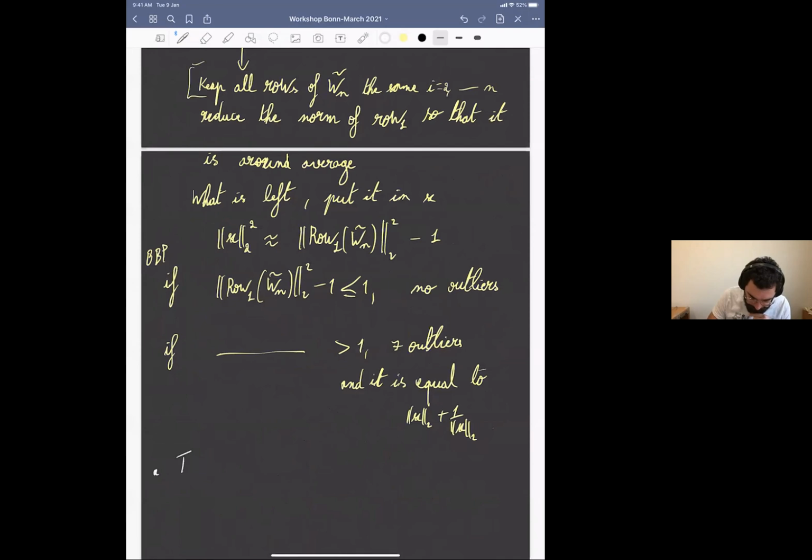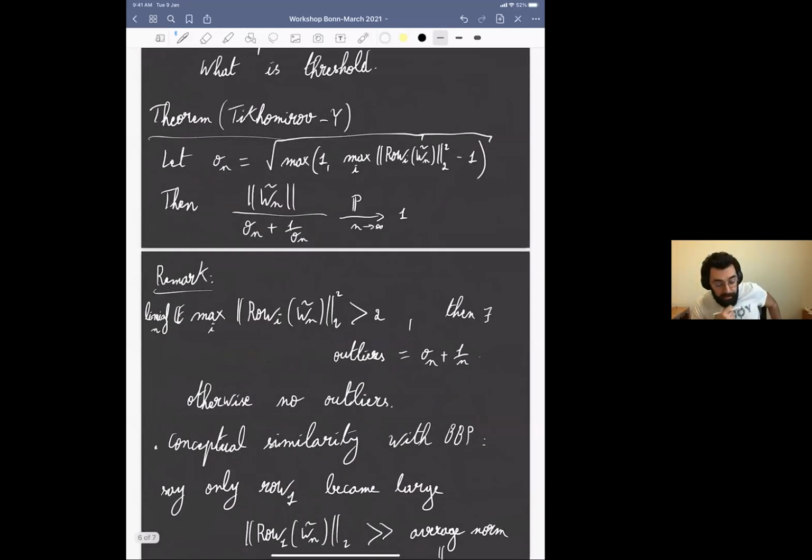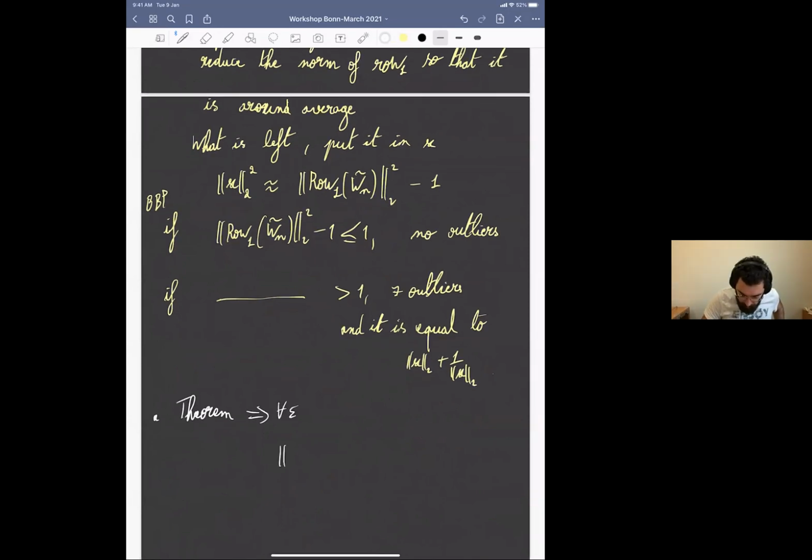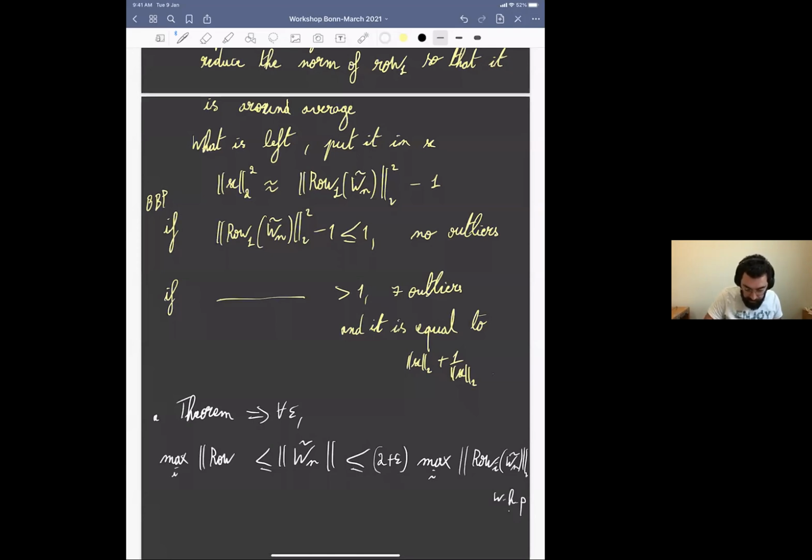So what the theorem implies: the theorem is basically trying to compare the norm of a random matrix with the maximal Euclidean norm of its rows. And if you check carefully what it says, for any epsilon, the norm of our matrix is smaller than 2 plus epsilon times the maximal Euclidean norm of the rows, just by analyzing this function, theta n plus 1 over theta, with high probability. Now, of course, we always have the reverse inequality: the operator norm is bigger than the maximum Euclidean norm of the rows. And here we're saying the opposite.